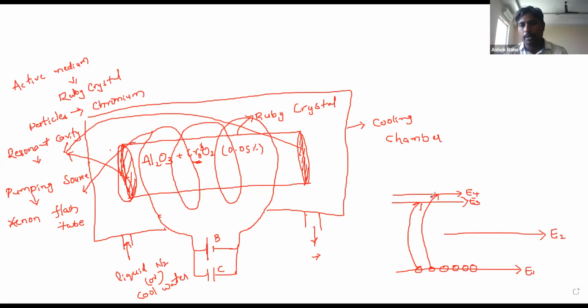After staying some time, by interacting with the crystal lattice, what will happen? The chromium particles lose some energy. By losing some energy, they de-excite to the next energy level, namely E2. This we call a non-radiative transition. No energy is released, non-radiative transition. Radiative transition.